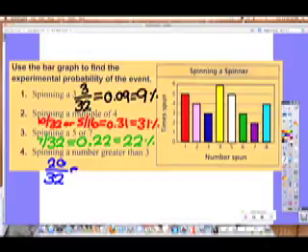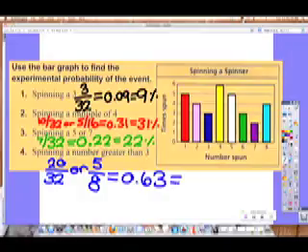Divide it by 4. 32 divided by 4 is 8. Okay, grab your calculators, type it in. 5 divided by 8. Sadie, keep going. What'd you get? 0.63. So that'd be 63%. How many of you got that one?